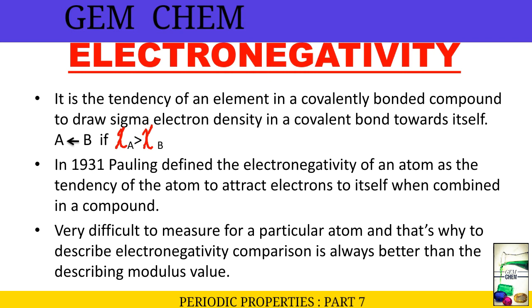It is very difficult to measure the electronegativity of a particular atom, and that's why, to describe electronegativity, comparison is always better than describing the absolute value. There are different approaches to measure electronegativity. It is unlikely that the electronegativity of an atom remains constant regardless of its environment. That is, electronegativity changes according to the environment around it, though it is invariably assumed to be constant.